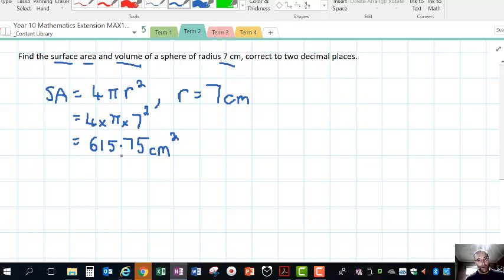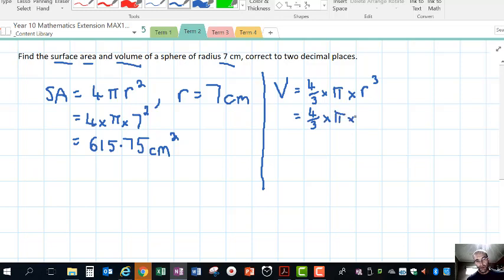The next part was the volume with the same radius of 7. So the volume of a sphere is 4/3 times pi times radius cubed. So we have 4/3 times pi times 7 cubed. So we have 1436.76 centimeters cubed if we go to 2 decimal places.